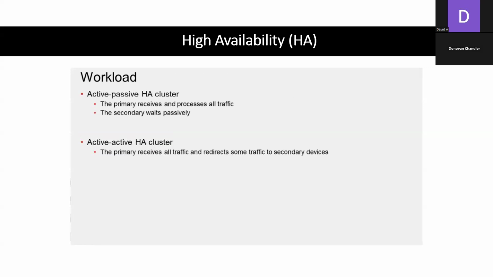Self-explanatory, right? The workload is distributed between roles depending on the HA mode. Active-passive: the primary receives and processes all the traffic, and the secondary waits passively for the primary FortiGate to fail. Active-active: the primary receives all traffic and redirects some traffic to secondary devices. To keep it simple, workload is not distributed in active-passive mode, but in active mode it is.